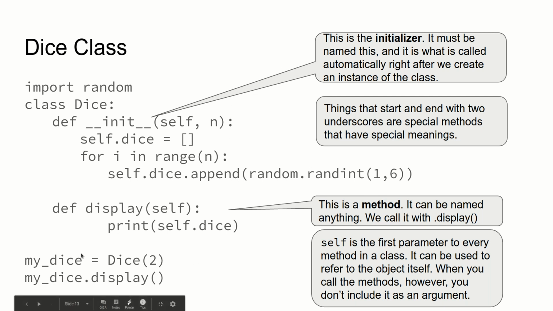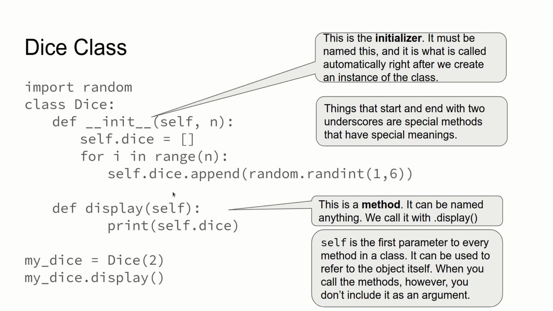And so here we have a variable, my dice. It's equal to dice with 2, because remember, we don't have to provide self. Self is kind of automatic, especially in the constructor, the initializer. We do have to provide the n. So this is saying roll 2 dice. So it will generate a list with 2 random dice rolls in it.